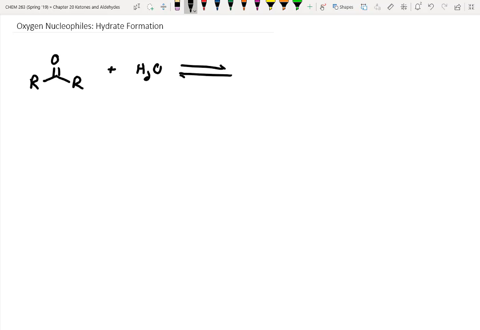Does anybody feel pretty confident in what they think the product might look like? A few people? We'll go through and do the mechanism. I was just kind of curious if we could get there without a mechanism. But it looks like this. So this works with aldehydes or ketones.